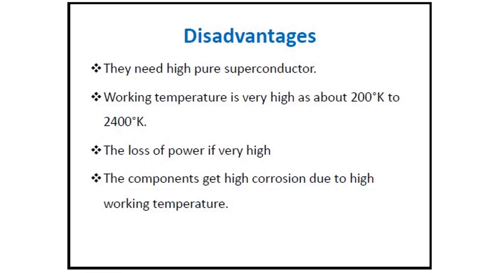Some of the disadvantages are they need high purity superconductor. Working temperature is very high, about 2000 Kelvin to 2400 Kelvin, especially in open cycle. The loss of power is very high. That is, the loss will be high if the power is high. The components get high corrosion due to high working temperatures. The components get corroded easily.